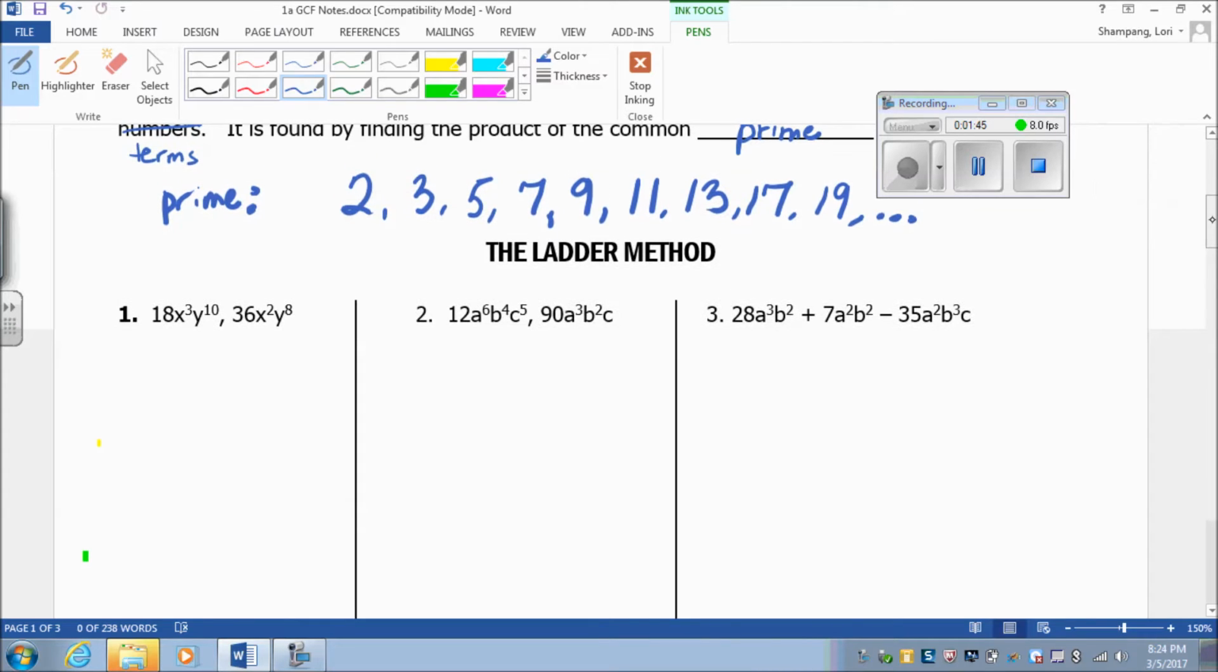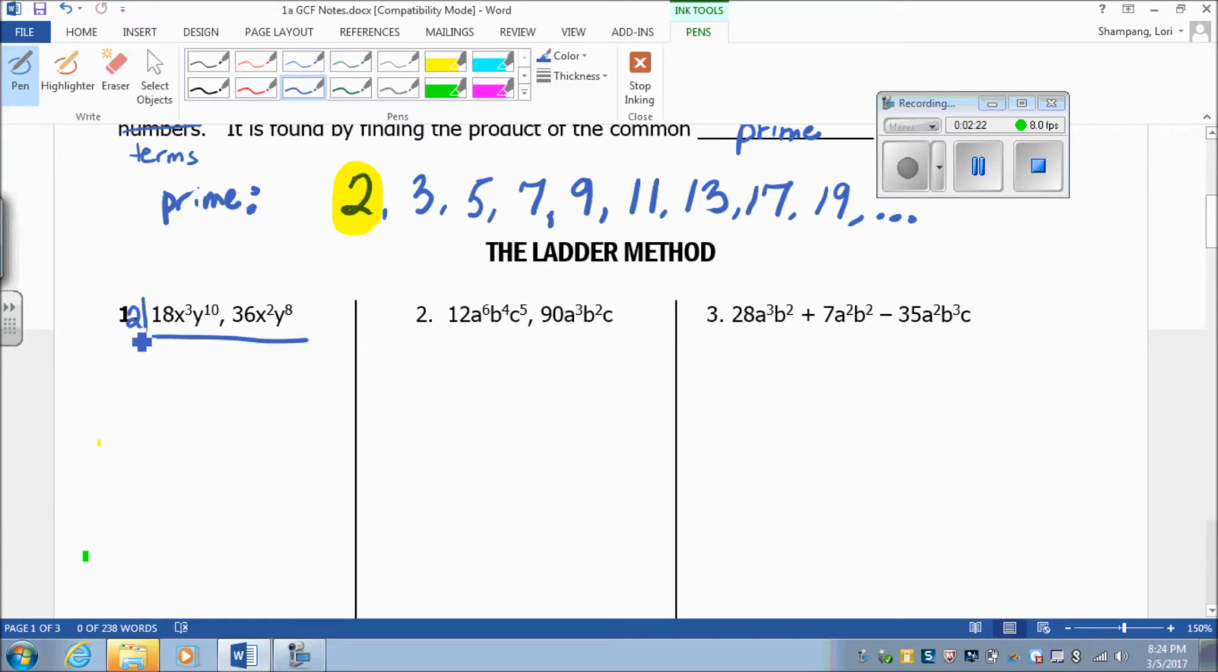So let's look at the ladder method. The ladder method is going to help us figure out what the greatest common factor of these two monomials is. If we look at our list of prime numbers, we want to always start off with the lowest prime number, and the lowest prime number is 2. So we're going to look at our 2 terms here and figure out, are these coefficients divisible by 2? Yes, they are. So let's put down the number 2, and then let's draw a half rectangle underneath.